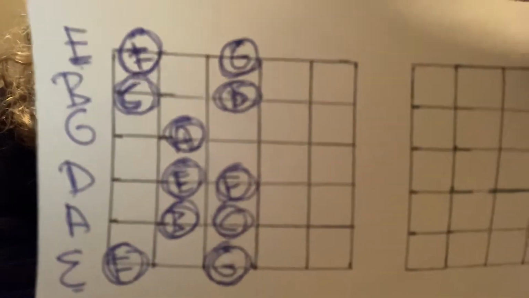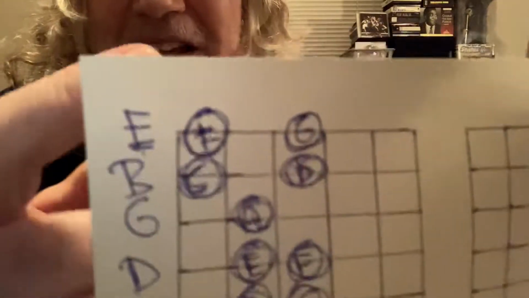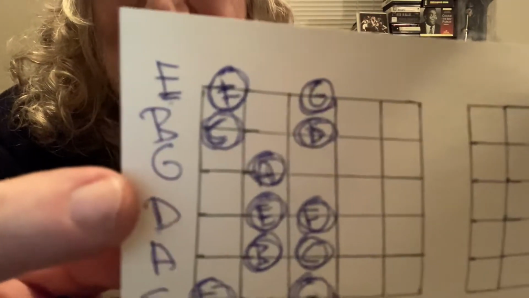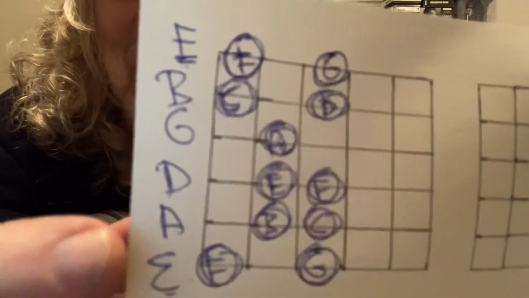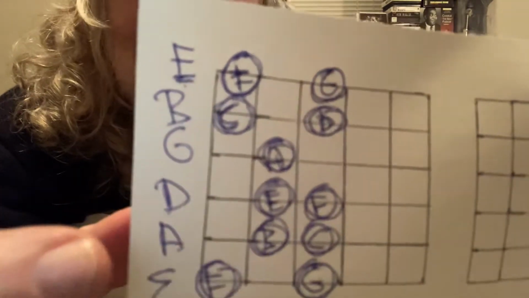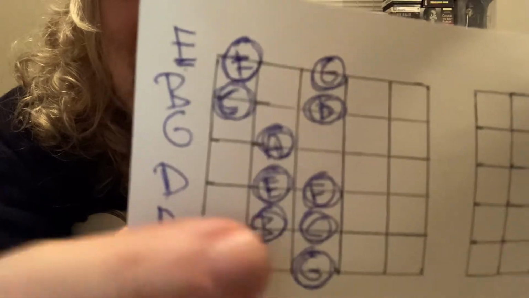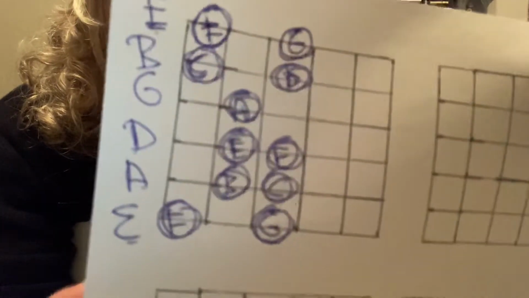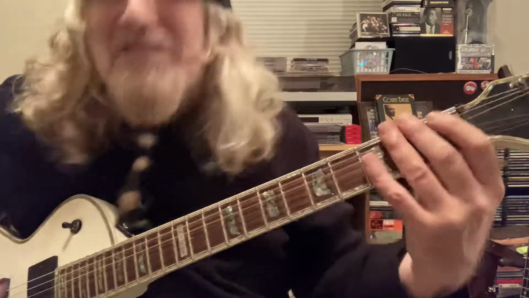It said, these are the notes of the guitar, you know? It had the first string: E, F, and G. Second string was B, C, D. Third string was G and A. Fourth string was D, E, F. Fifth string was A, B, and C. And the sixth string was E, F, and G, okay? And you saw that and you're like, oh, wow, I learned the notes on the guitar, huh?